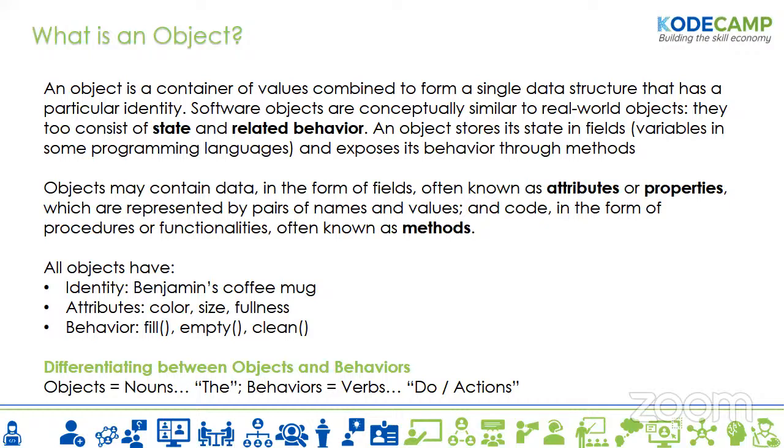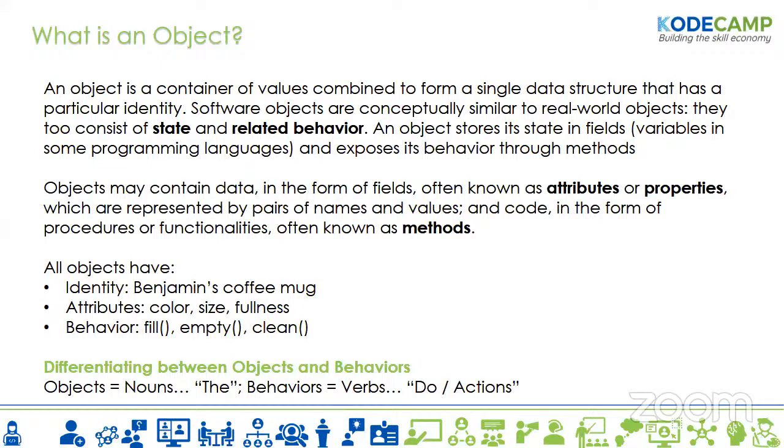So an object generally consists of what we could call states and related behaviors. Okay, so states and related behaviors. So these states or data, as you would also call it, can be described as attributes or properties, while the behaviors, what it does, could be considered the procedures or functionalities.